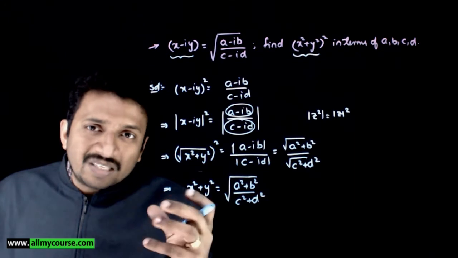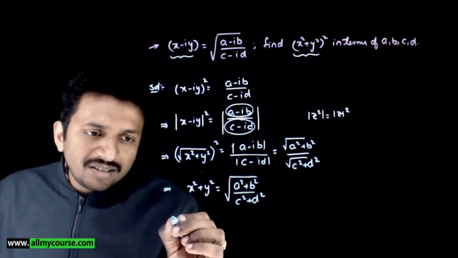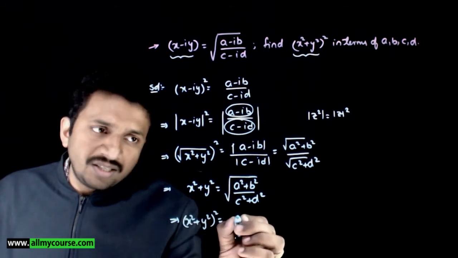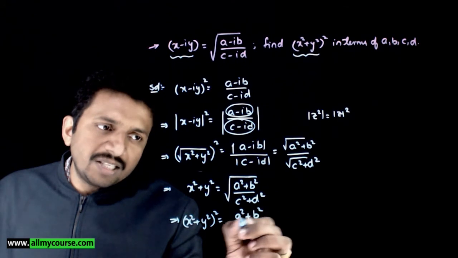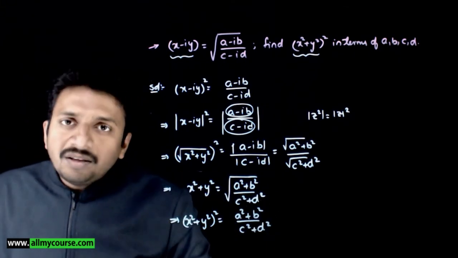You would be guessing where I'm trying to go. Now I'll square this equation again on both sides, which gives me (x square plus y square) whole square is equal to (a square plus b square) by (c square plus d square). So this will be the answer to this question.